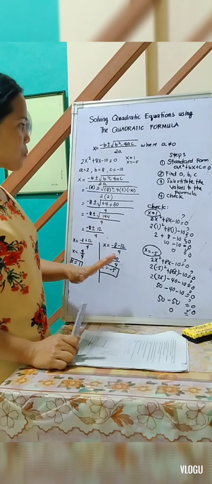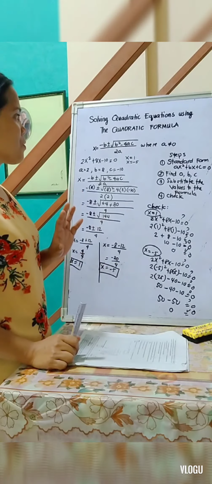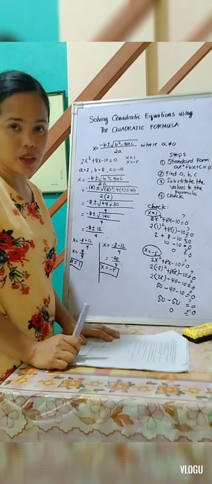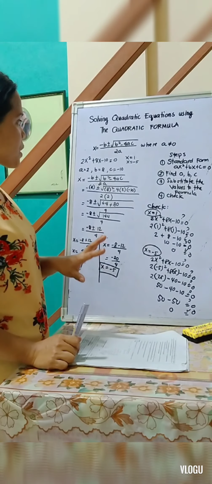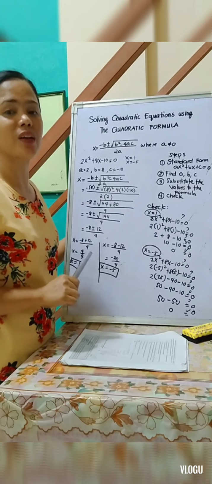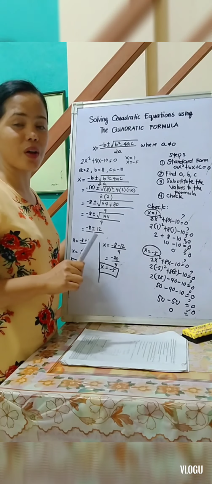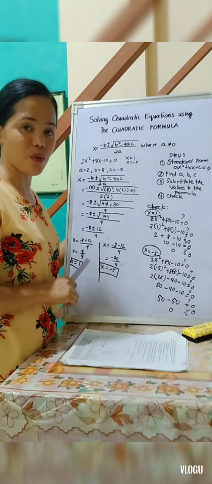So, I hope it's clear to you, and I hope you begin to love the power of the quadratic formula. Again, the quadratic formula comes in the form x equals negative b plus minus the square root of b squared minus 4ac all over 2a, where your a should not be equal to 0.